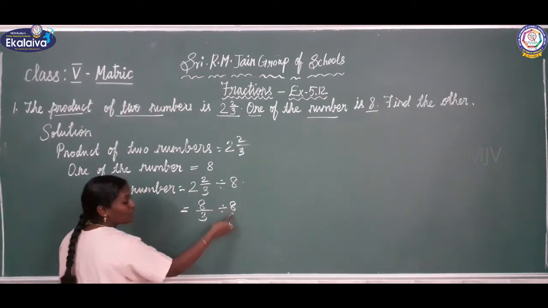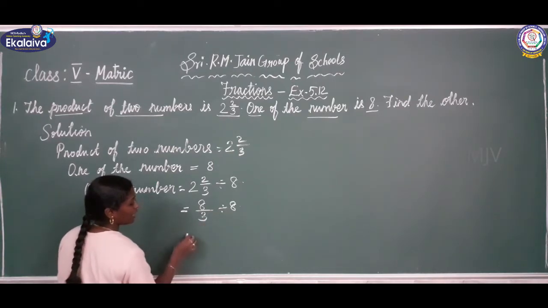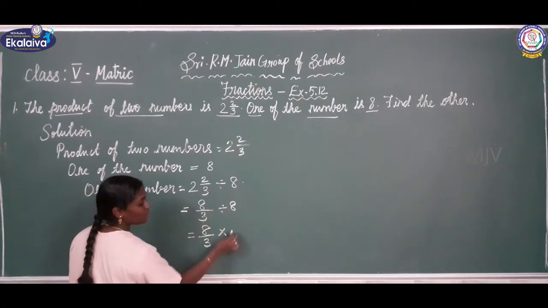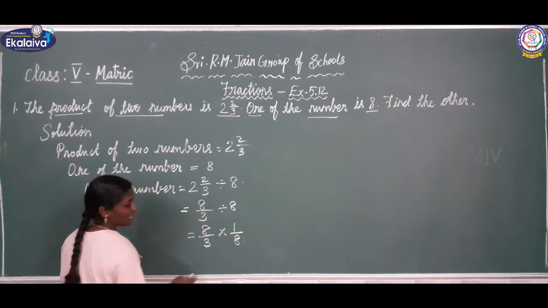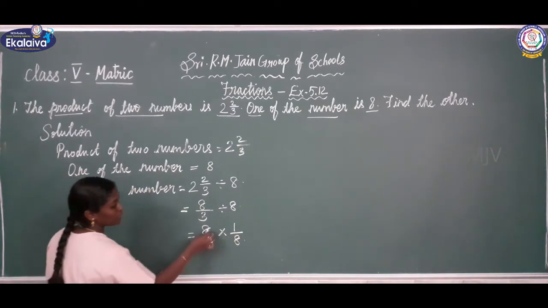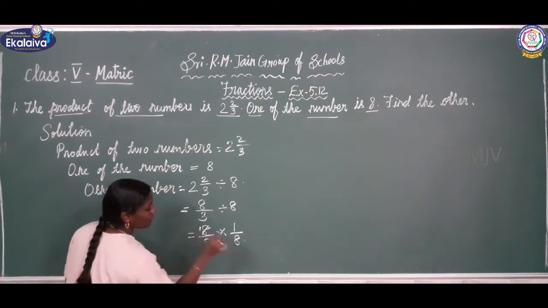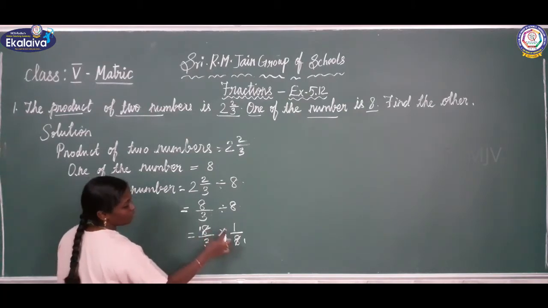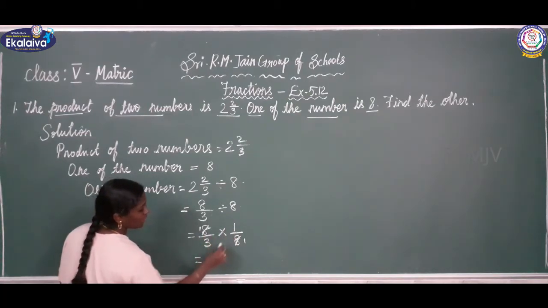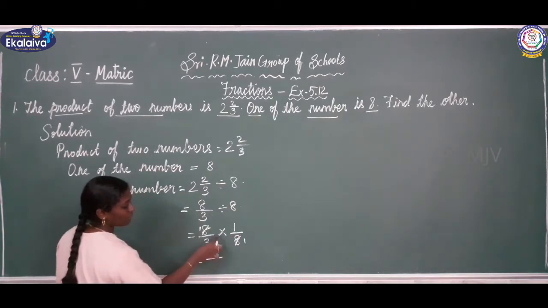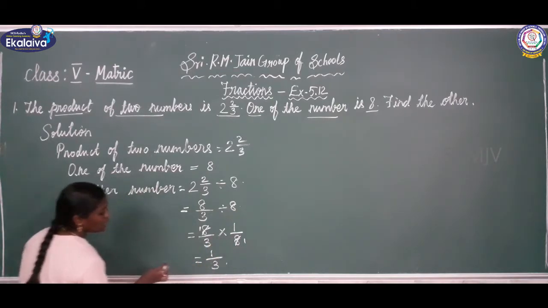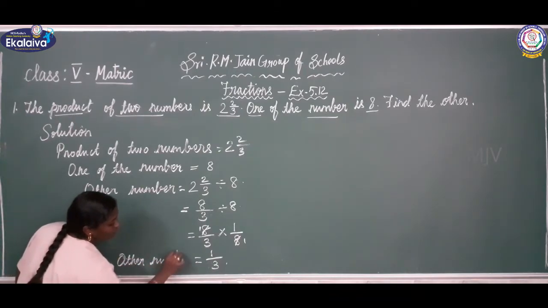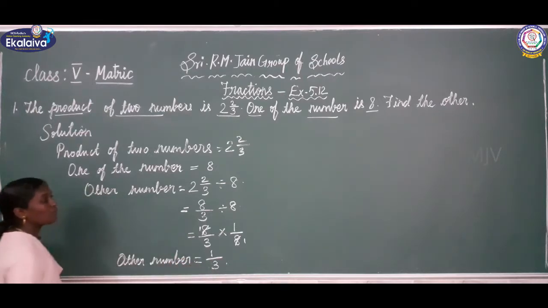Here to divide the fraction 8 by 3 by 8, we are going to multiply the fraction 8 by 3 by the reciprocal of 8. What is the reciprocal? 1 by 8. Now we have to reduce the numbers. Here we can reduce 8 and 8, one time. Here there are no other possibilities to reduce. So we multiply the numerators: 1 into 1, 1, and the denominators: 3 into 1, 3. So the other number is 1 by 3.